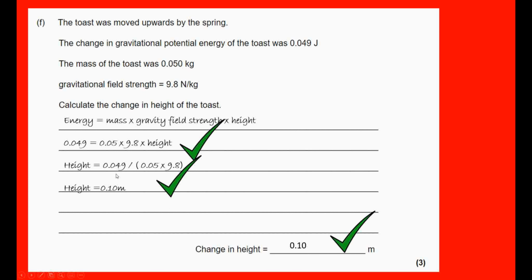Okay, you'll get that sum, then you'll times it by 9.8 and get the wrong answer. You need to be careful about the order of your calculations. Think about your BIDMAS or BODMAS from maths. Okay, and our height is 0.1 meters, which is the correct answer.